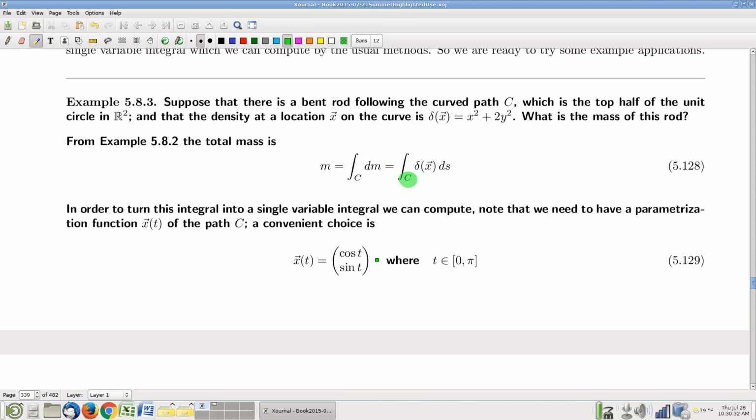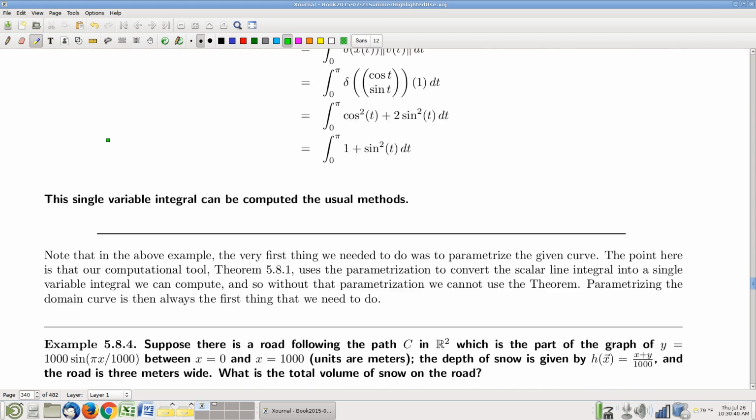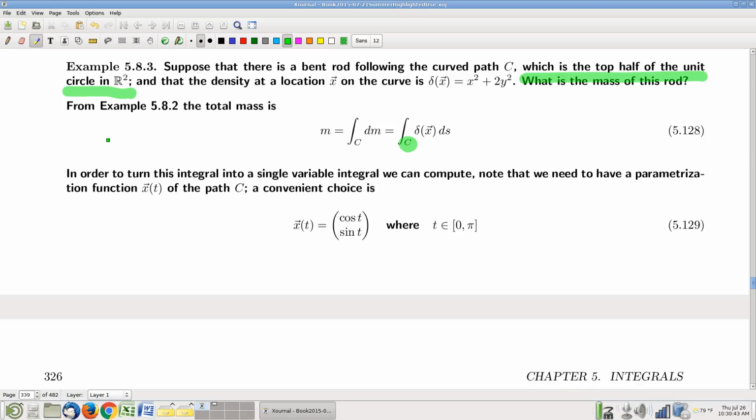Okay, so what is our curve? Our curve is the top half of the unit circle in R2. Let's draw a picture. Here's our XY plane. There's the top half of the unit circle. And how do we parameterize the top half of the unit circle? Well, this goes back to Chapter 2. We saw a lot of techniques for how to parameterize back in Chapter 2. I'm a big believer in the graph parameterization. That would have been an option here.